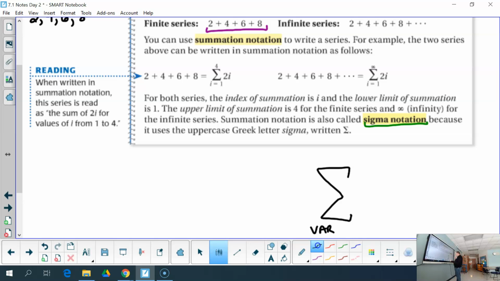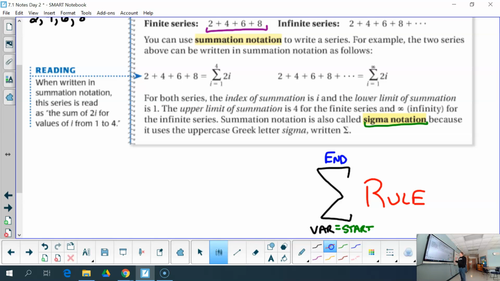But that variable is going to have some starting value. So it's going to start at like 1 or 0 or 5. It's going to have some starting value. It's going to have an ending value. And then there's going to be some rule out here, some expression, if you will.